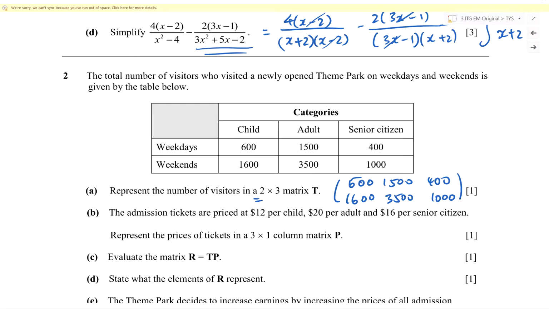So here, 3 by 1. 3 rows, 1 column. And they even tell you it's the column matrix. Column matrix means there is only 1 column. Row matrix means 1 row only. So we have 12, 20, 16. Evaluate. After you evaluate, we get 4, 3, 600, 105, 200.